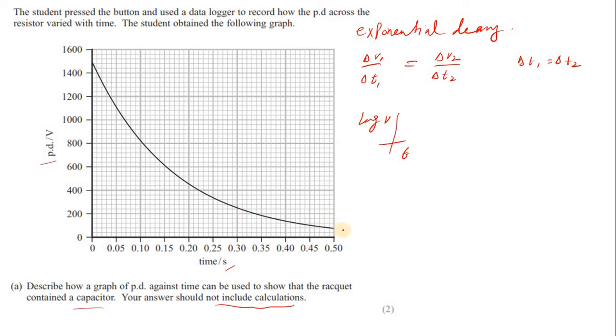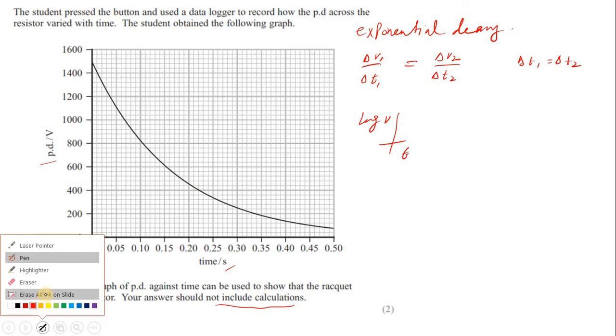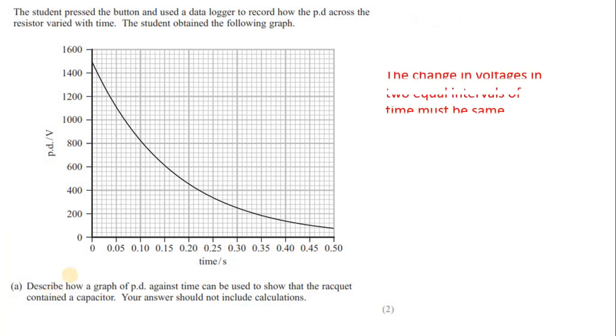It should be a straight line with negative gradient. So you can say that the change in voltage in two equal intervals of time must be the same. Or you can give an idea about log of I or log of V against time graph. So log of V against time should be a straight line with negative gradient. So it's your choice, whatever you want to write.